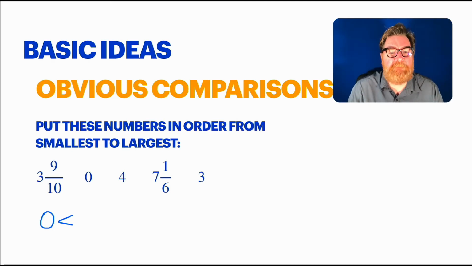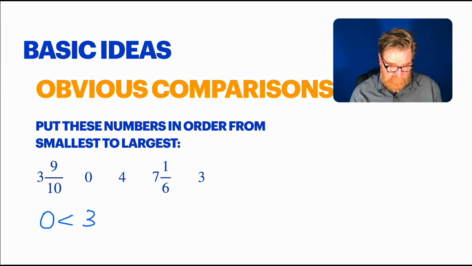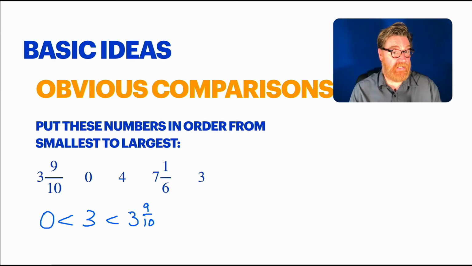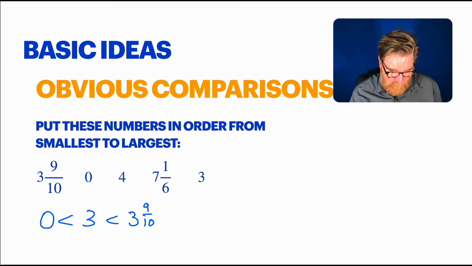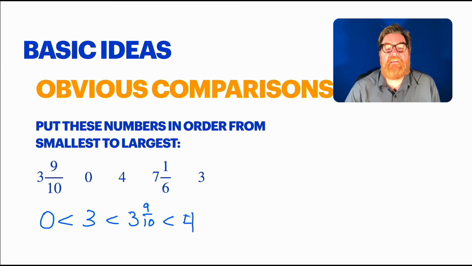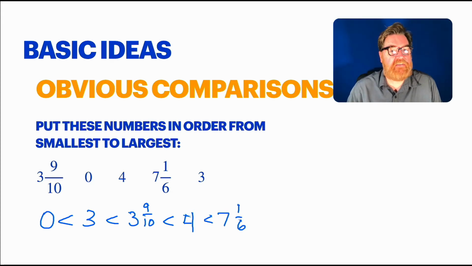Then, who's next? The next 2 smallest numbers seem to have 3 as the whole number part. One of them is only 3. So 3 is less than 3 and some more, 3 and 9/10. Now 3 and 9/10 is very, very close to 4, but not 4. 4 is the next one in line, and then clearly 7 and 1/6, with that whole number 7 by itself, is the biggest of all 5.